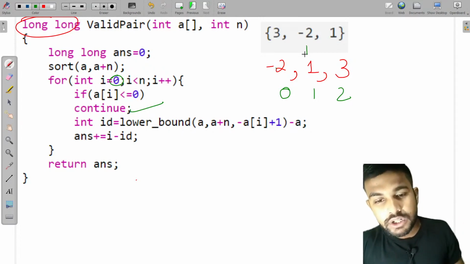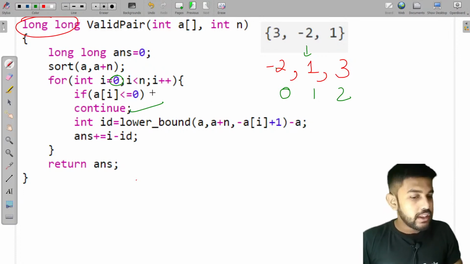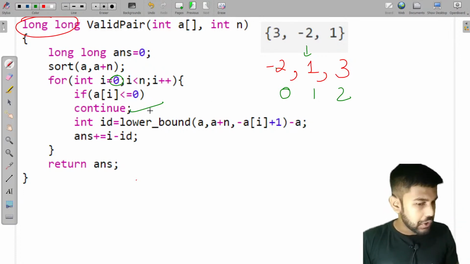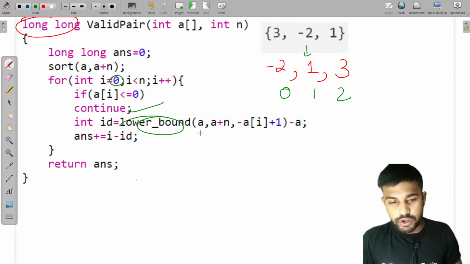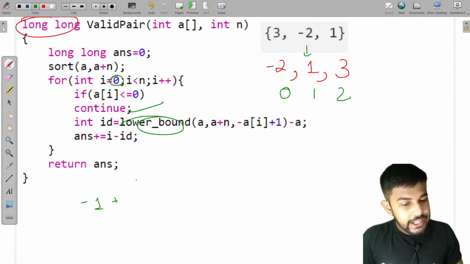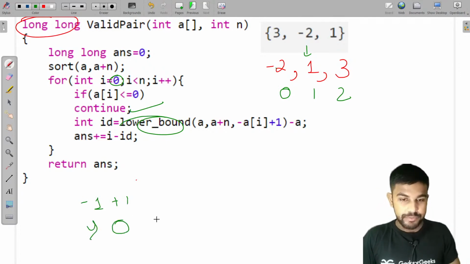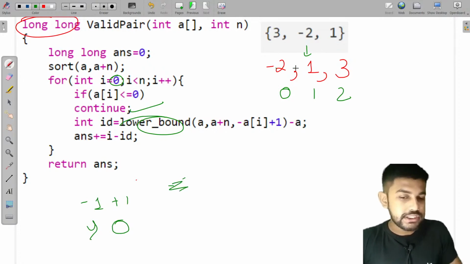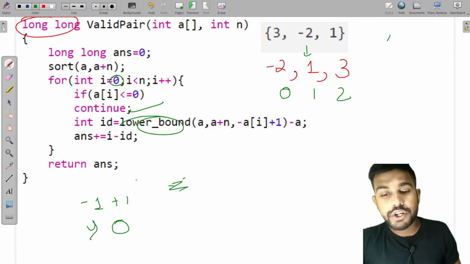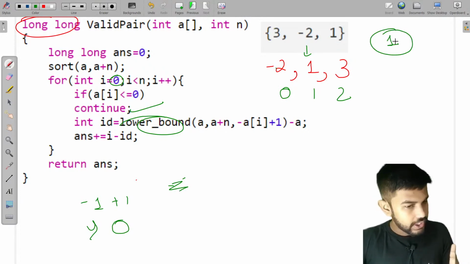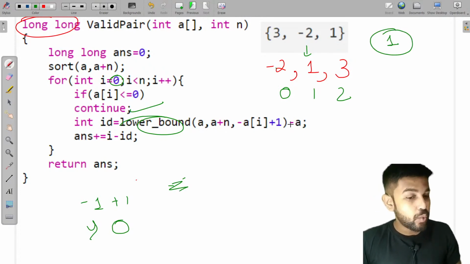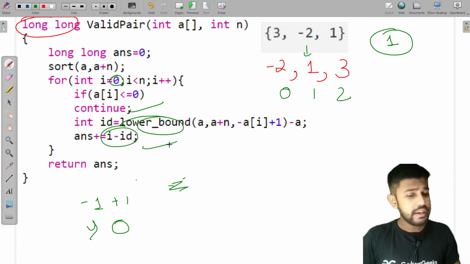Next we would come on to 1 itself. This value is not negative, not 0, so we would find the lower bound of it. How would we find the lower bound? We would multiply it with -1 and then add 1, that is 0. Now start searching 0. If we search 0 in this array, it would report me 1. So 1 minus 1 would be 0 only, so we would be adding 0.